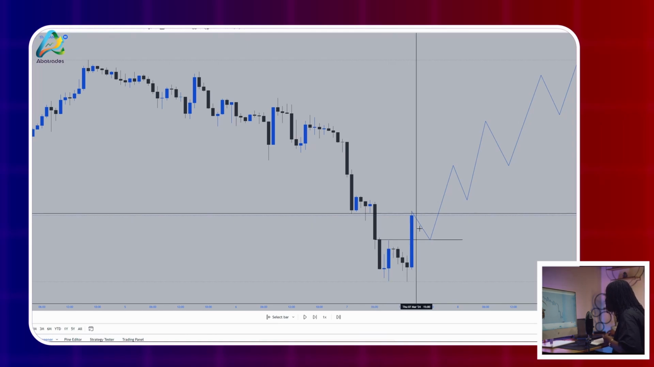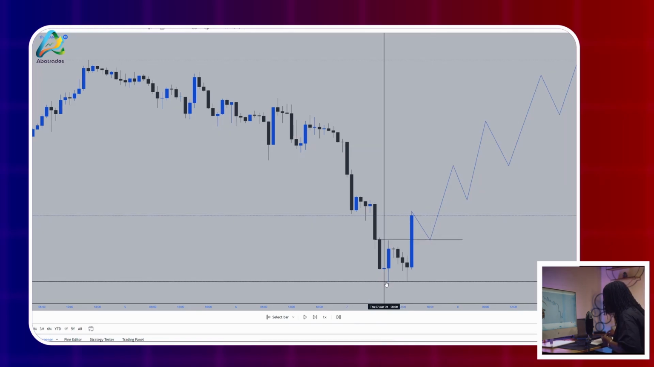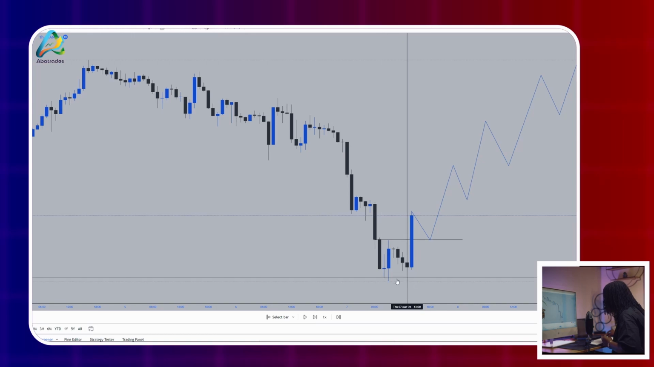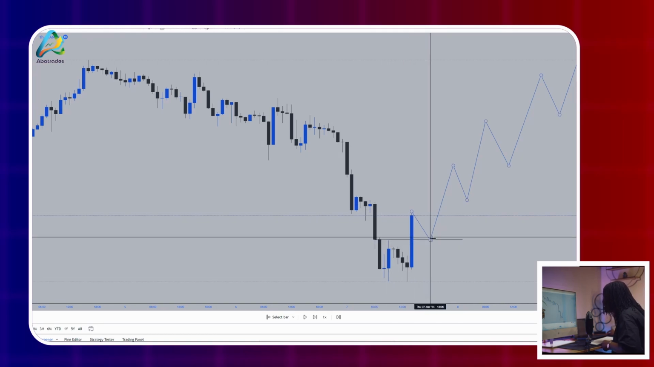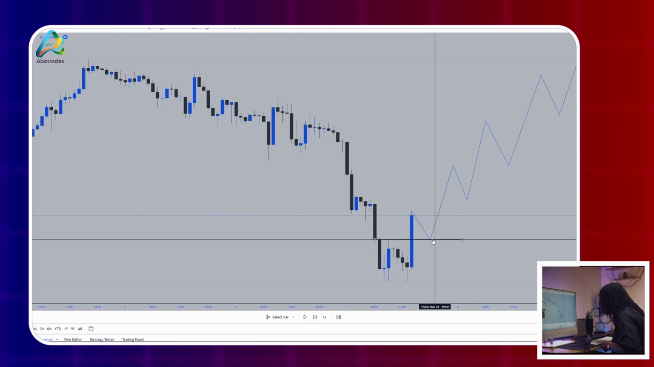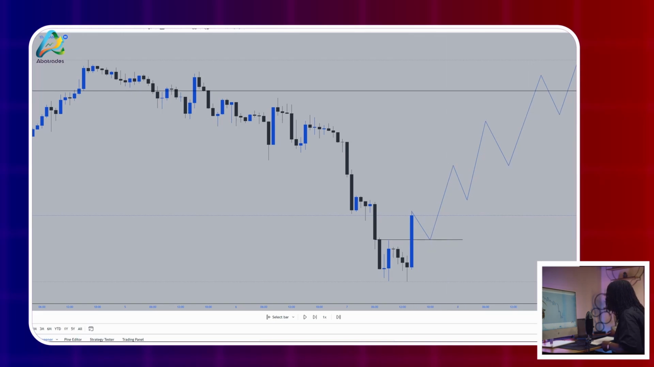Wait for a break and then a retest of it. Make sure you have your confirmation, which is this low here, which is another bottom, this low here, which is another bottom. You have your neckline here, you have your neckline breaking through, and you have a retest here before you take your entry right at the neckline here to the upside. I hope that makes sense.